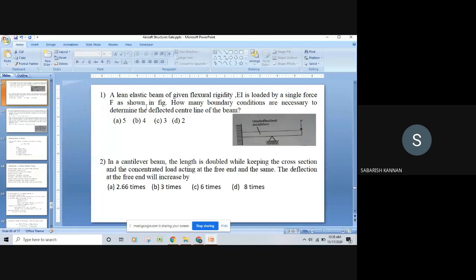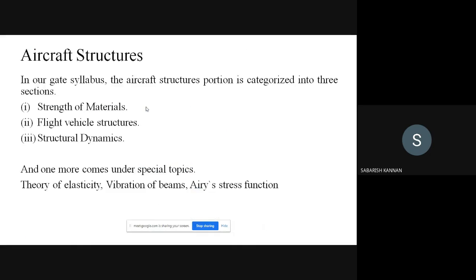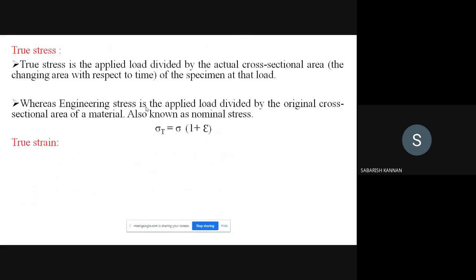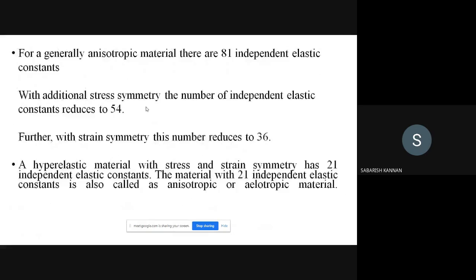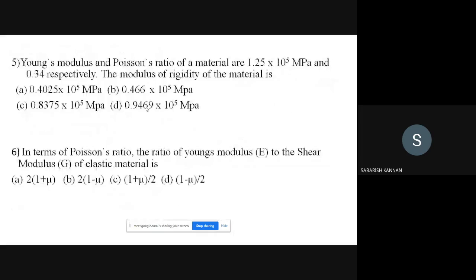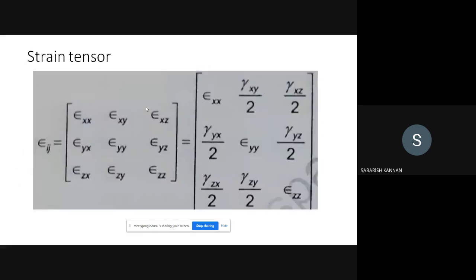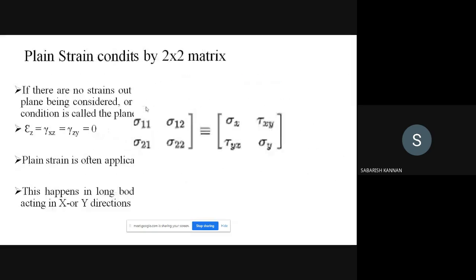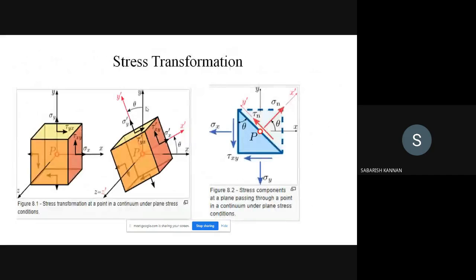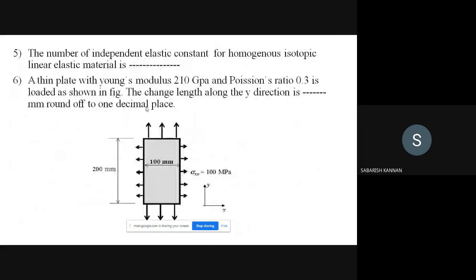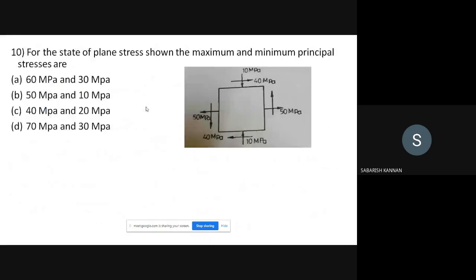So now deflection is equal to PL cube divided by 3EI, right? One second. So deflection is directly proportional to length cubed, because in PL cube divided by 3EI, deflection is inversely proportional to flexural rigidity.